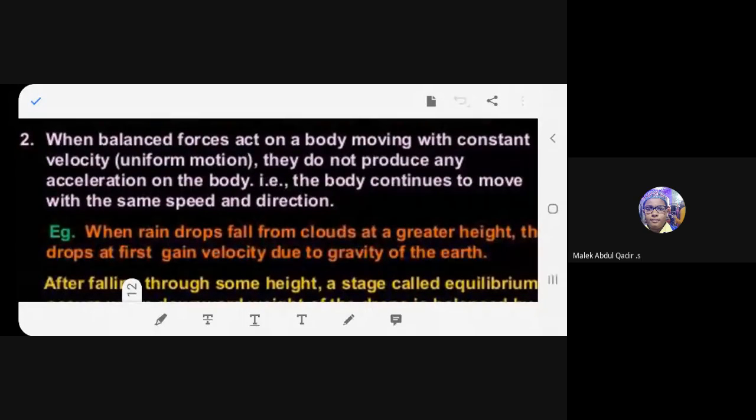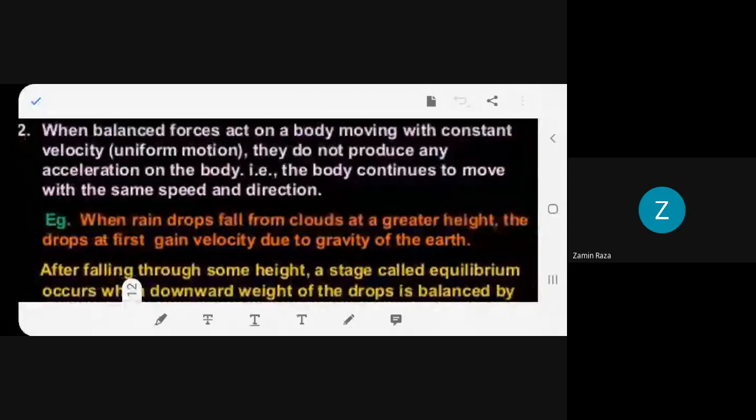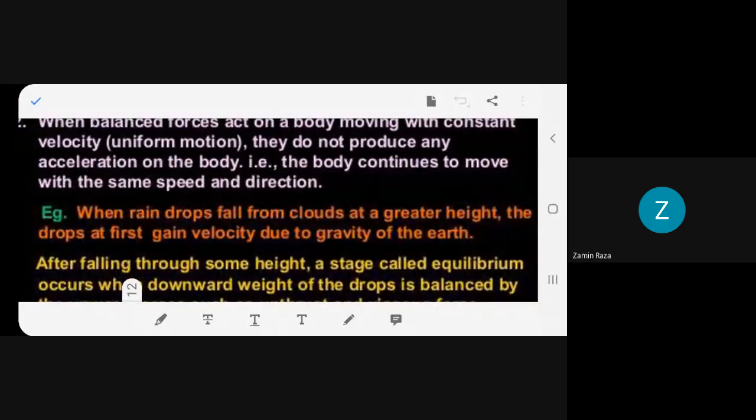Let's start with the second point. When balanced forces act on a body moving with constant velocity, uniform motion, they do not produce any acceleration on the body. That is, the body continues to move with the same speed and direction. Let's do the example. When raindrops fall from clouds at a greater height, the drops at first gain velocity due to gravity of the earth.